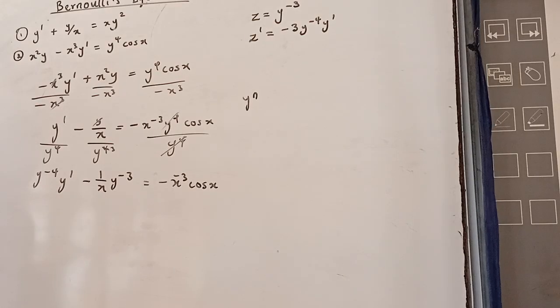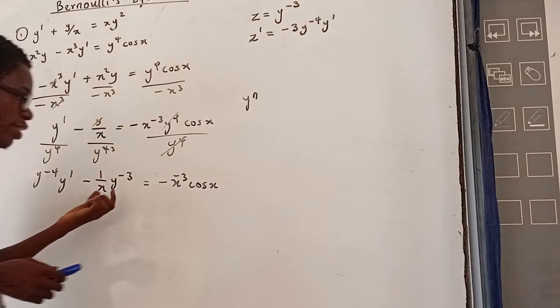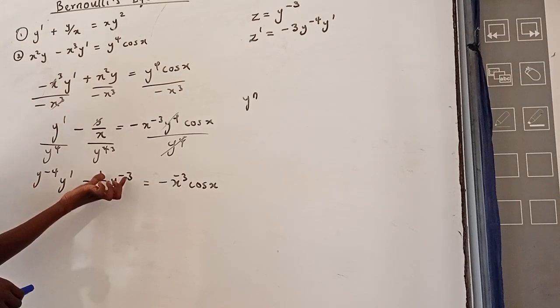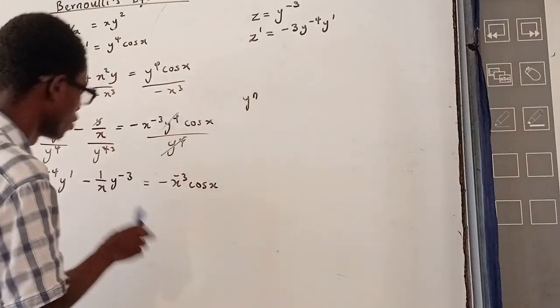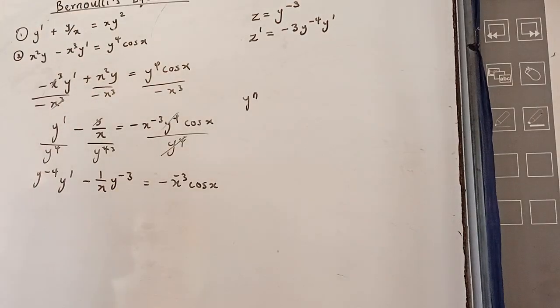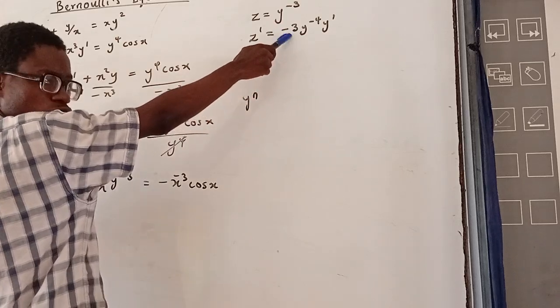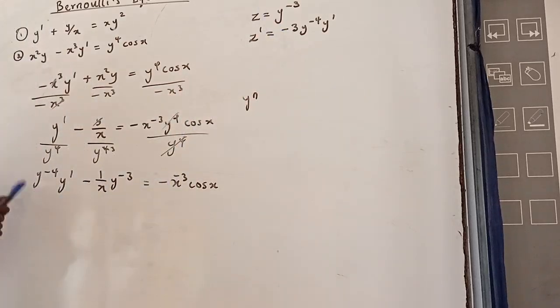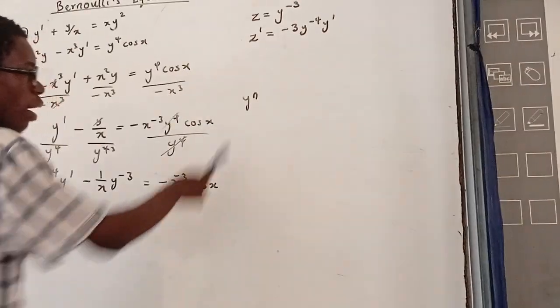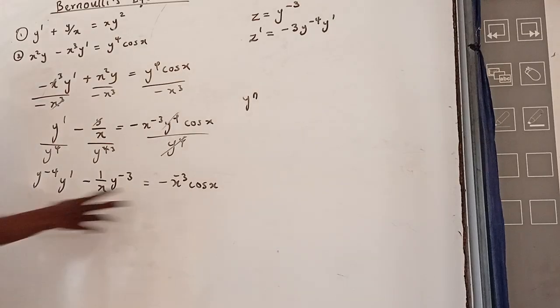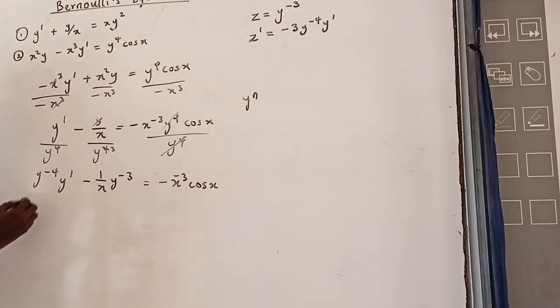Now, what do you do next? You compare it. Is z supposed to be where it is? Is z prime supposed to be where it is? Looking at this, we have our z equals y to the minus 3. It's already where it's supposed to be, yes. But look at z prime. There's minus 3 in front of z prime. But there's no minus 3 in front of this one. So what do you do? You multiply everything through by what? By minus 3, the one that is in front of z prime. Multiply the whole equation through by minus 3. So we have minus 3y to the minus 4 y prime.